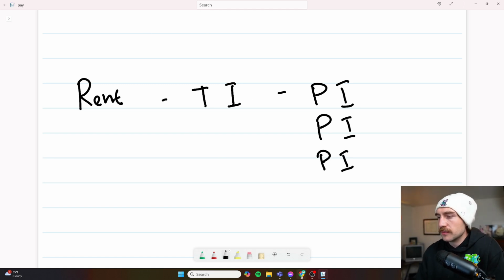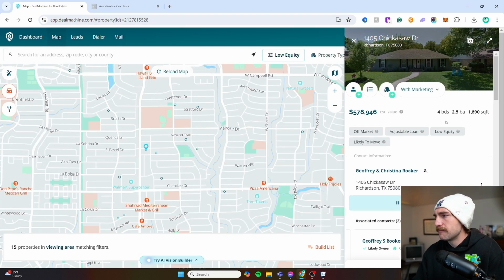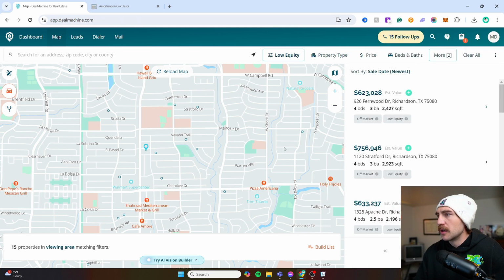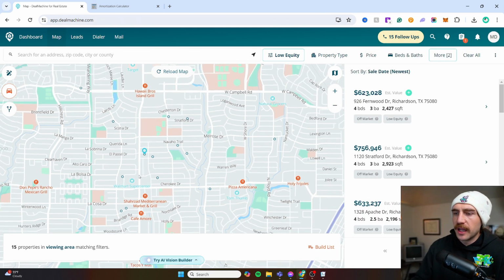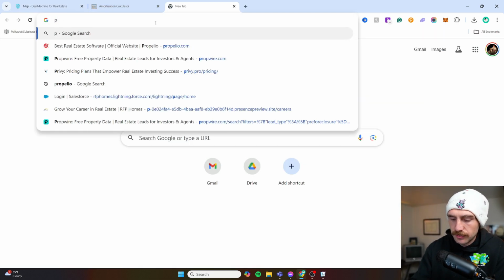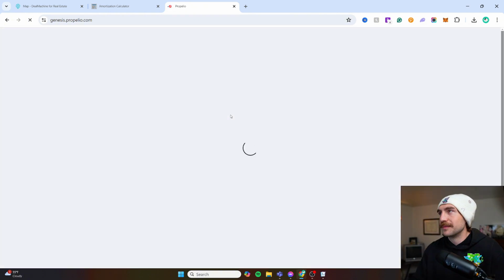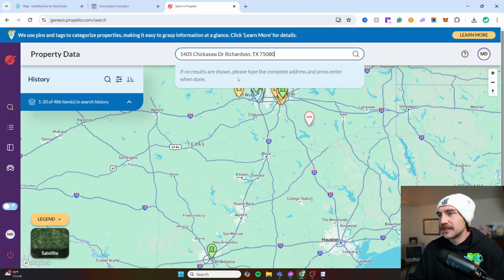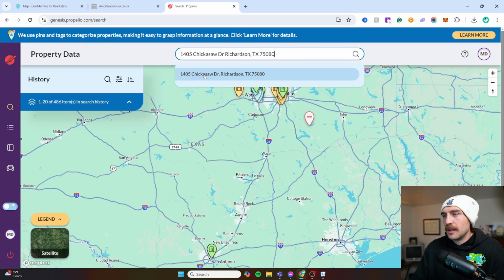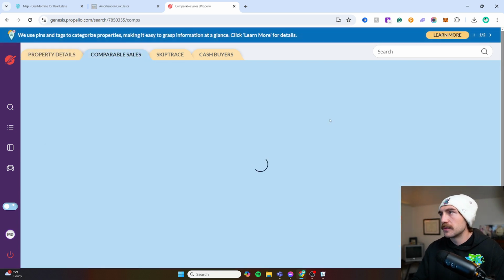So let's flip over back to Deal Machine and let's see what this thing would rent for. Okay. So here's our house. It's on 1405 Chickasaw Drive in Richardson. We could comp it with Deal Machine. We could spend some time and comp it. Frankly, my favorite comping software, at least here in the state of Texas lately, has been Propelio. I'm just really used to it. So I'm going to use this real quick. Let's plug the address in, and we're going to go to comparables.